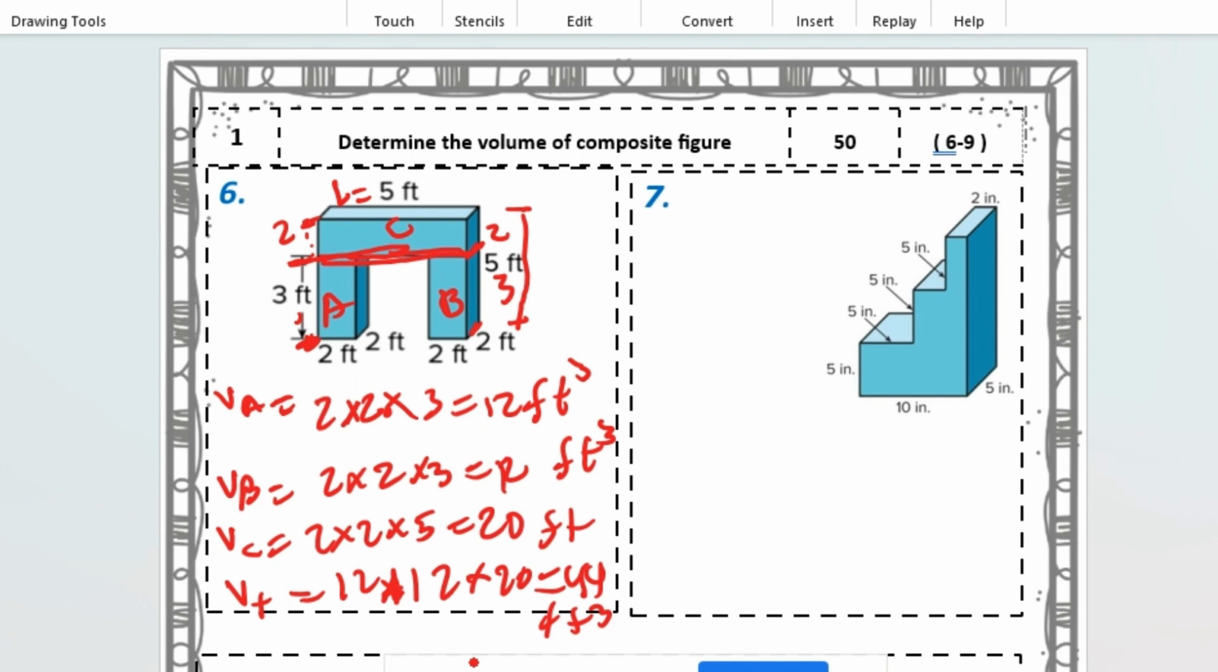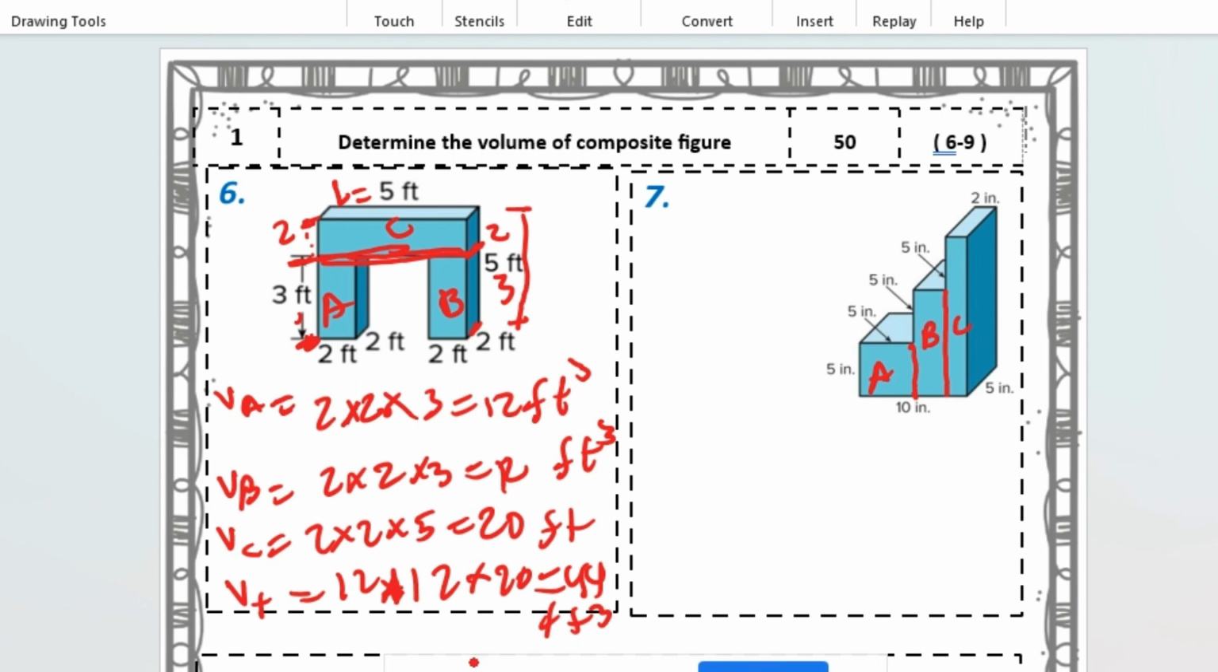Okay, now this question here, you can divide it in many different ways. What I'm going to do for you guys here, I'm going to divide it like this. Okay, so here we have 3 rectangular prisms, A, B, and C.